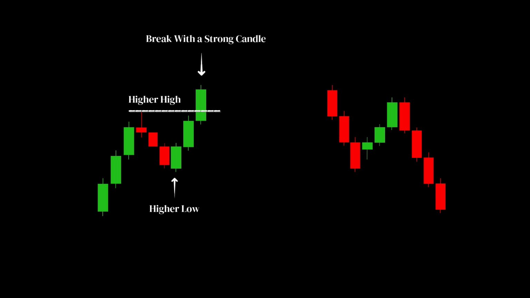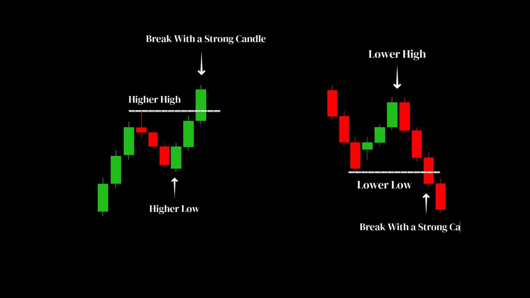Now let's look at the right side of the chart. Here, the market structure changes and price starts forming lower lows and lower highs. Price breaks the previous low, and once again, the key point is a strong candle closes below the previous low. This candle close below the previous low shows that sellers have taken control of the market.